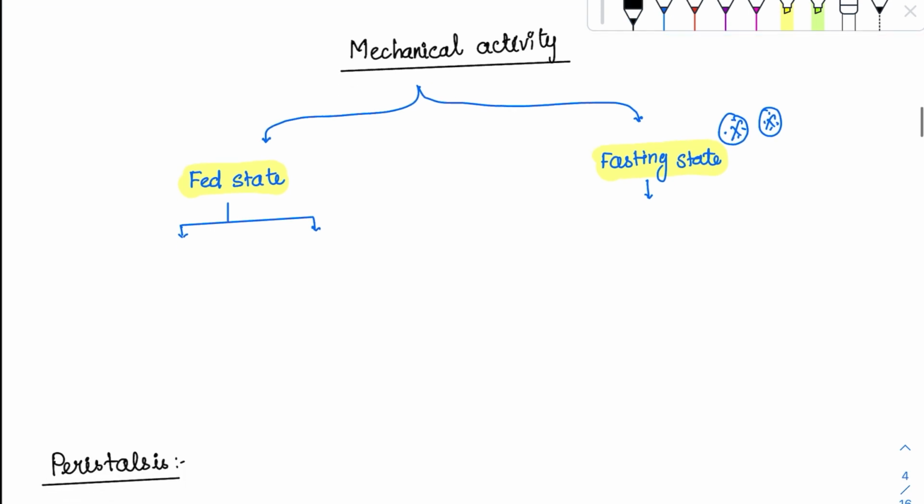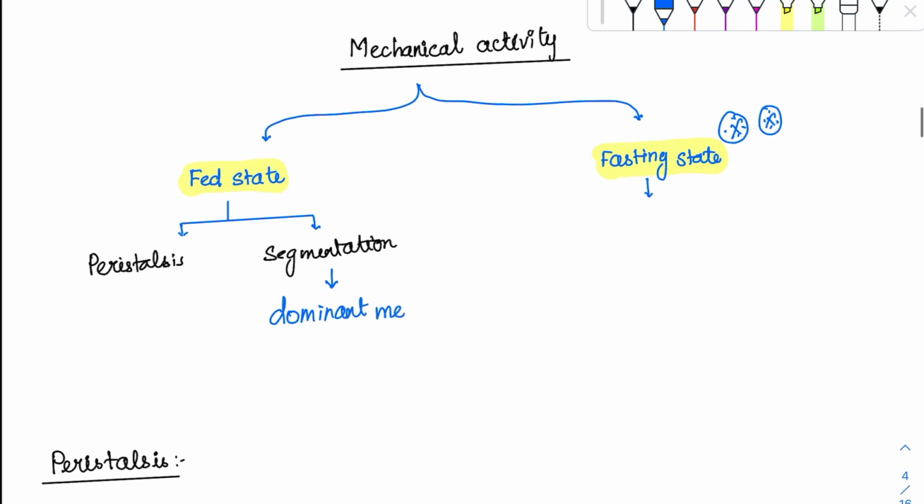So coming to the fed state, we have two important motilities. One is peristalsis and another one is segmentation. Now the question comes, among the fed state motilities, which is the most dominant? What is your answer? Most of you will answer peristalsis, but that is not the correct answer. It is absolutely wrong. The dominant motility in a fed state is segmentation. Many tend to make a mistake in this question, and that's why it is being asked. Dominant motility during a fed state is segmentation.